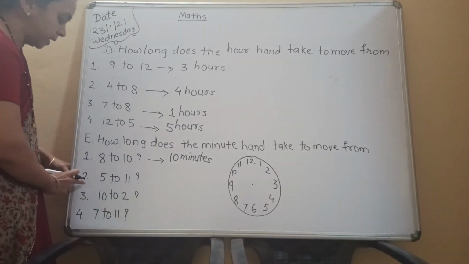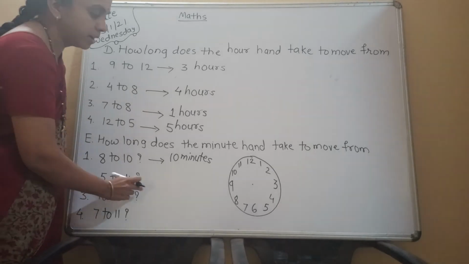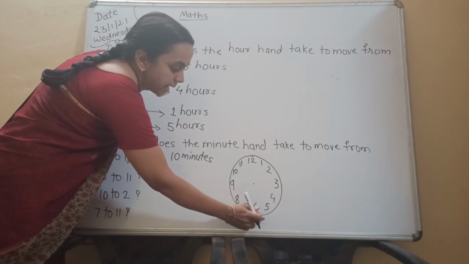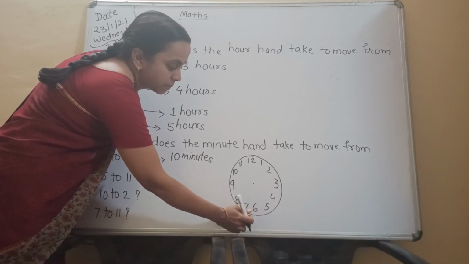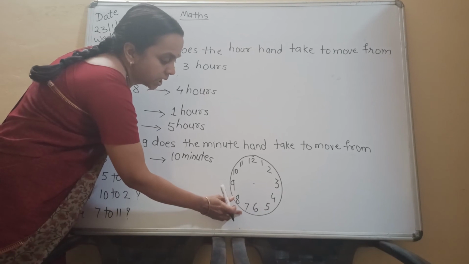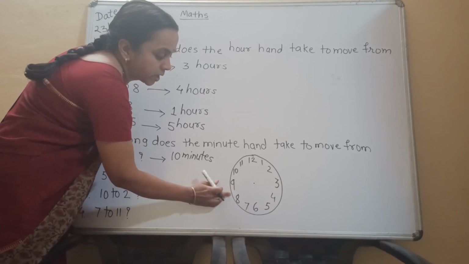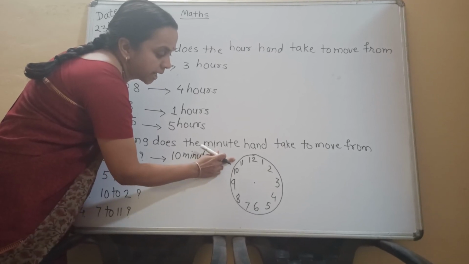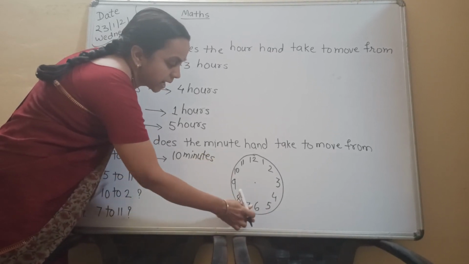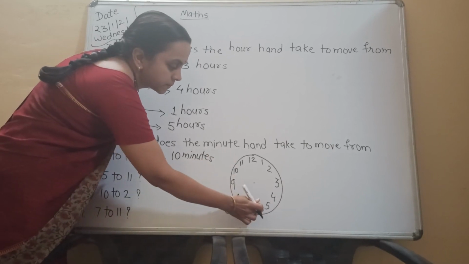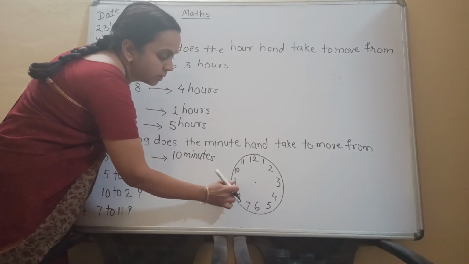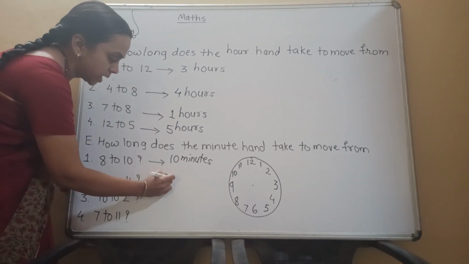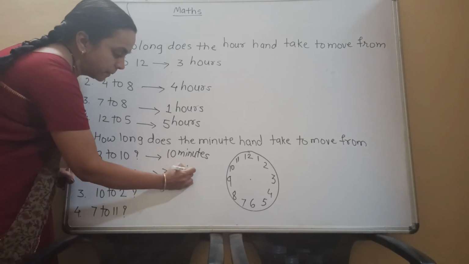Okay. Now see second example, 5 to 11. 5 to 6, 5. 6 to 7, 5 plus 5, 10 plus 5, 15 plus 5, 20 plus 5, 25 plus 5, 30. Means 5 to 11, how many minutes? 1, 2, 3, 4, 5, 6. 6 5s are 30. So you write down here 30 minutes.